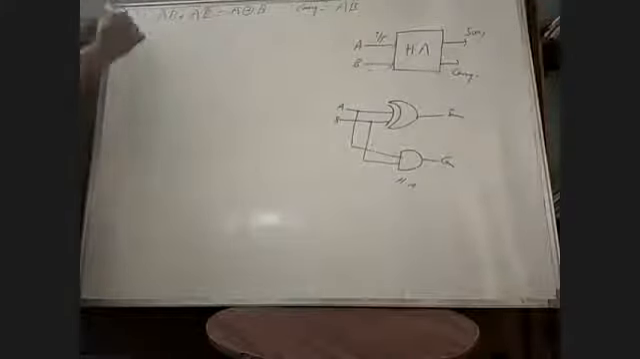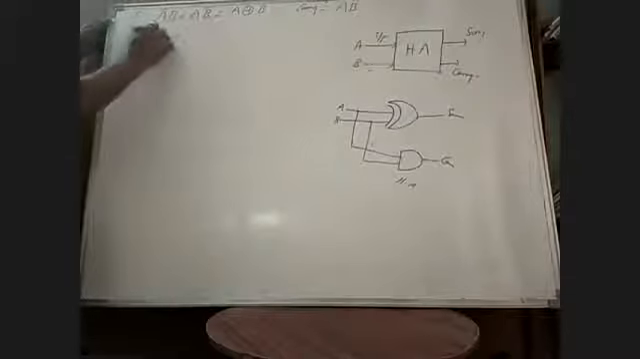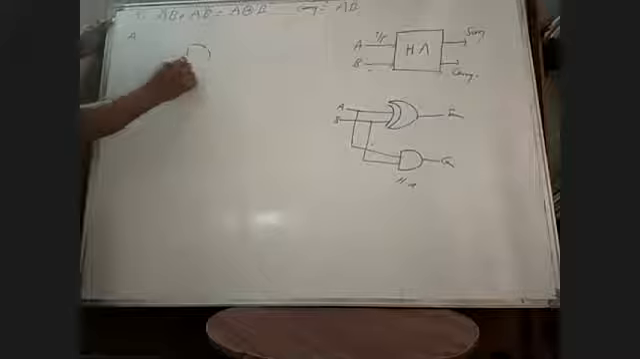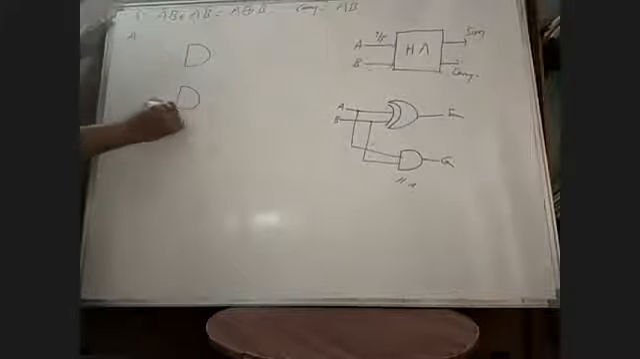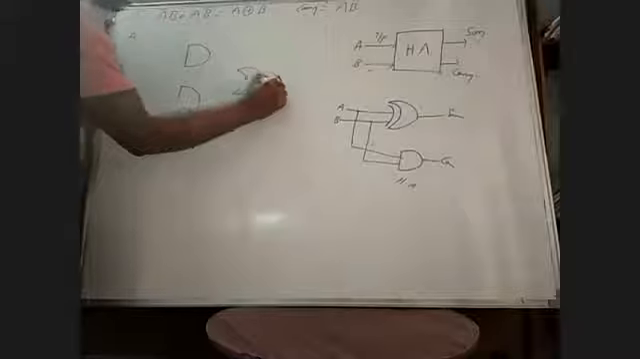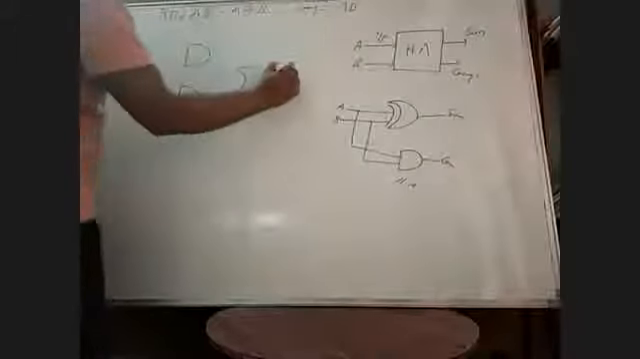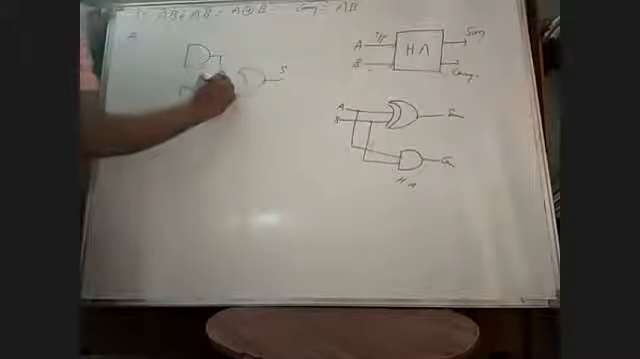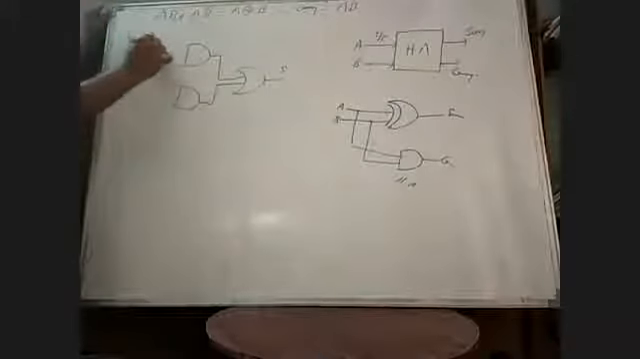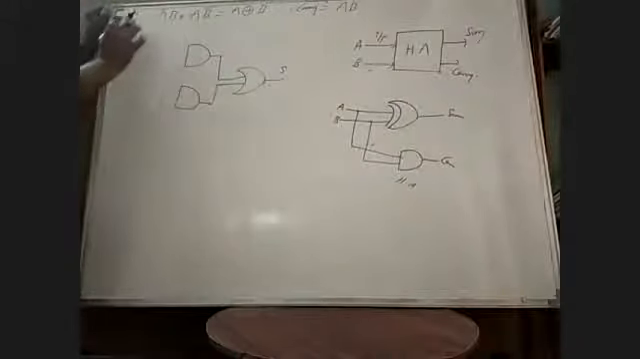For basic gates, it requires two AND gates, one OR gate, and one inverter. I am taking the inputs as A. I am taking two AND gates. This is my first AND gate. I am taking one OR gate to generate my sum output. The inputs are A bar B and A B bar.